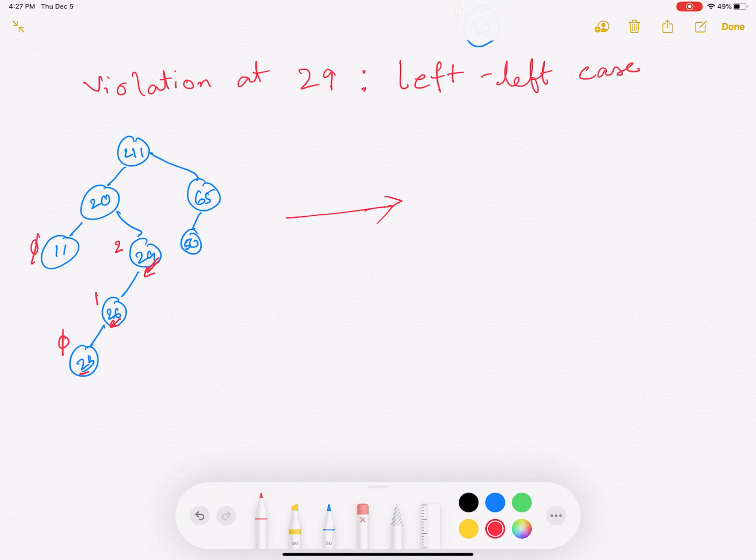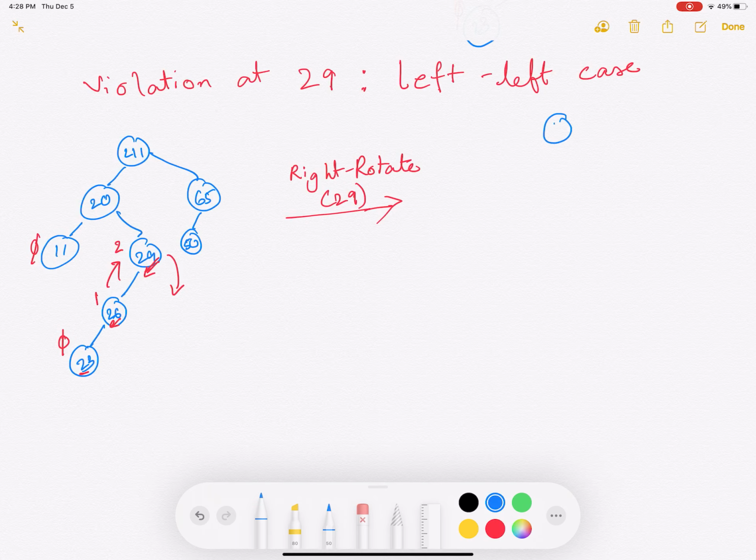rotate. Okay, if you rotate by pulling 29 in this direction and 26 up, what is going to happen is this. So we can right rotate 29. That's what we will do. Okay, so if you right rotate 29, 29 will come down, 26 will become its parent.